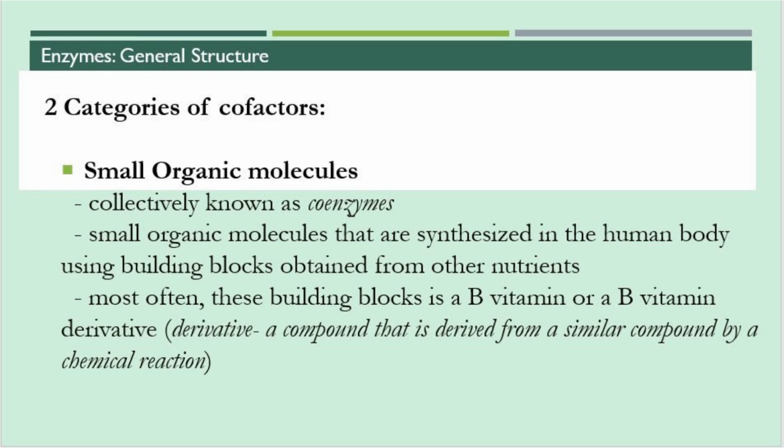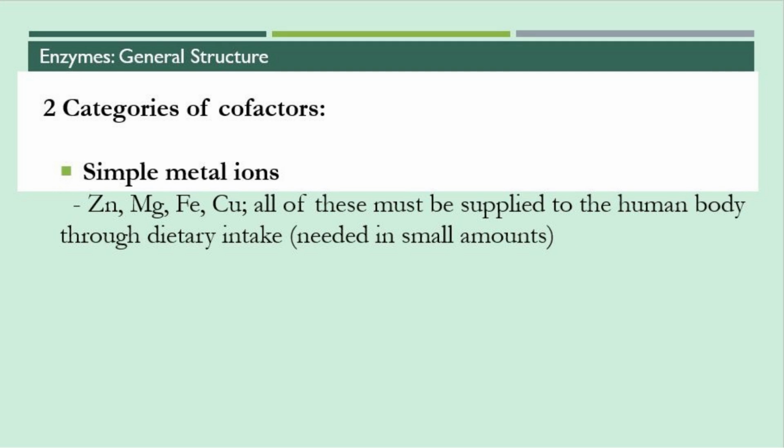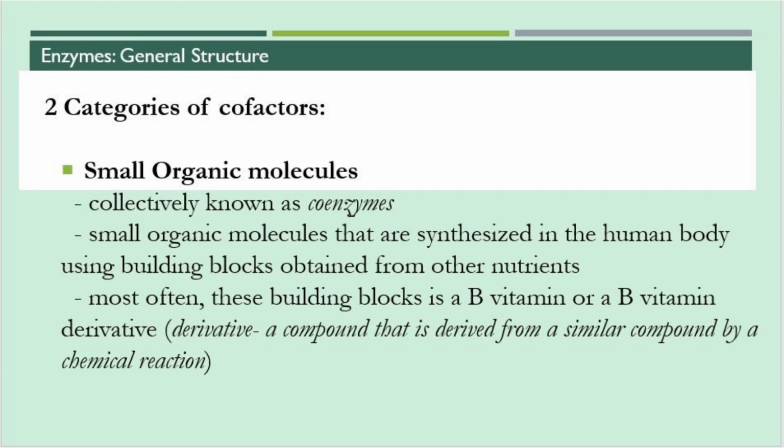Now, the second category of cofactors are the small organic molecules, which are further collectively known as coenzymes. Okay? Don't be confused with the terms. Coenzymes are the organic cofactors. Think of it that way. Now, small organic molecules are synthesized in the human body using building blocks obtained from other nutrients. So it's different to that of the metal ions in the way that organic molecules can be synthesized in the human body using ingredients that are obtained from other nutrients.